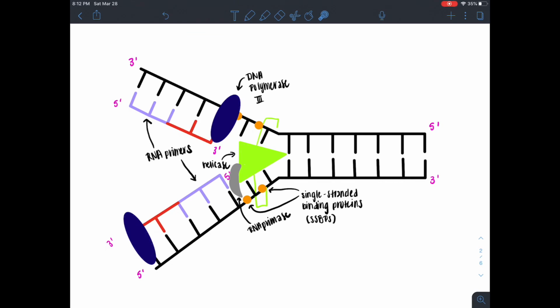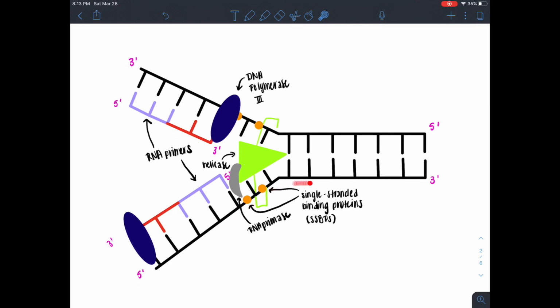Replication can occur continuously or discontinuously depending on the orientation of the original DNA strand. Replication always occurs from the 5' to the 3' direction. The upper strand is the leading strand because the direction of replication is towards the right, in the same direction as the movement of the replication fork, which allows for continuous replication to occur.